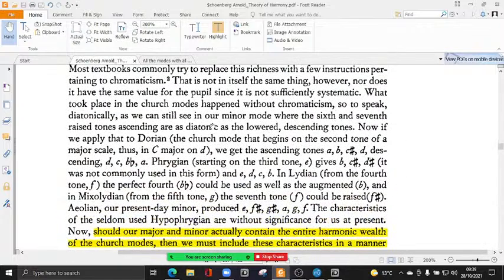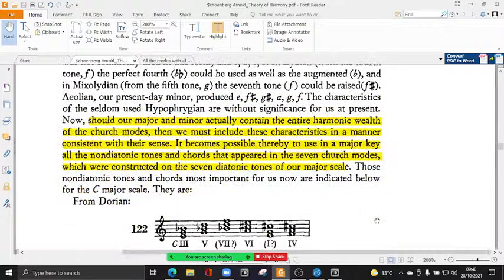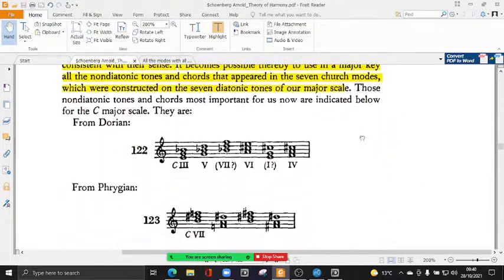And previously from that, remember he says, we can still see in a major mode the sixth and seventh raised tones ascending and the tone lowered on the seventh. So he said, well, the same thing that happened with the church modes, in which they started to be non-diatonic and then were transformed by raising the sixth and the seventh, we can do the same thing with the modes. But the subjects, on top of that, we can use them in the major, in the Ionian, let's say.